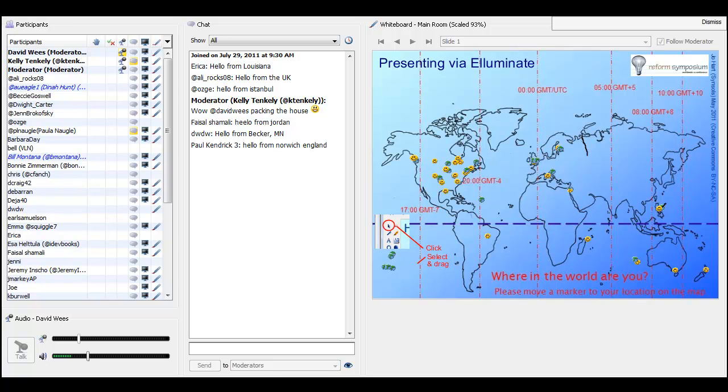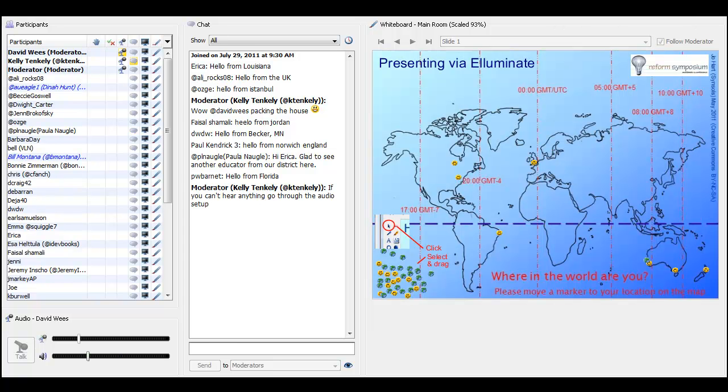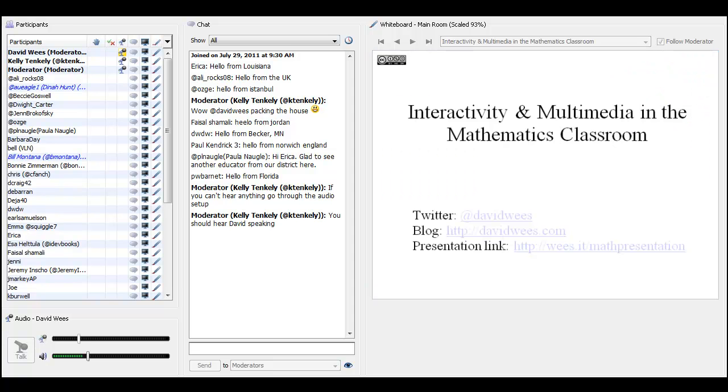We have a map here. You can see there's people from all over the world, which is, I think, terrific. I'm going to move forward to my first slide. Okay, well, we've had some extra slides dumped in here.